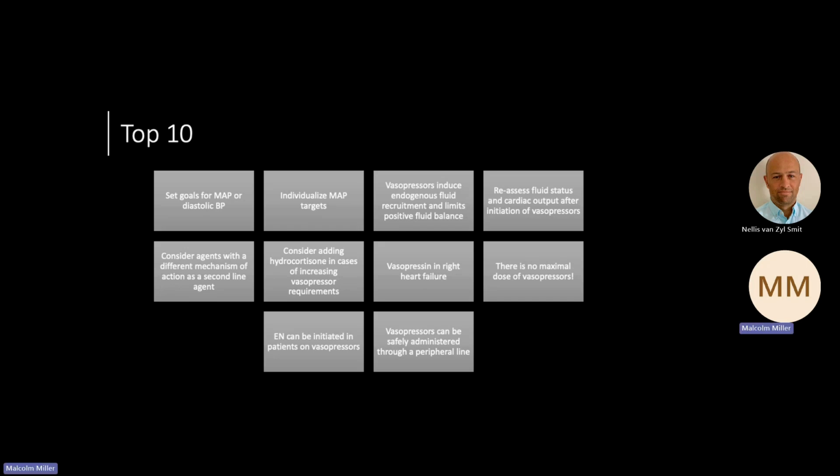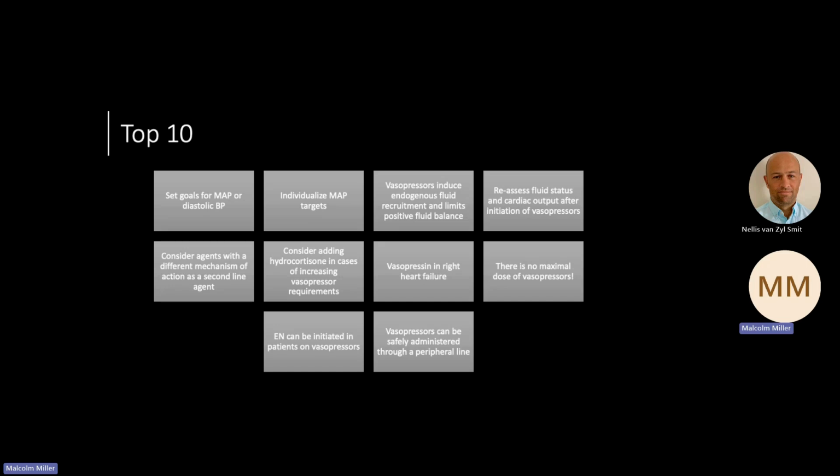And then I think the important thing is that there's no maximal dose of vasopressors. We know that each patient has a dose response curve that is different. And remember, things like acidosis, hypoxemia, those physiological derangements certainly affect your dose response curve. And that might be the major reason why your patient's on 1 mic per kg of adrenaline, is because they're acidotic and the receptors are not responsive.